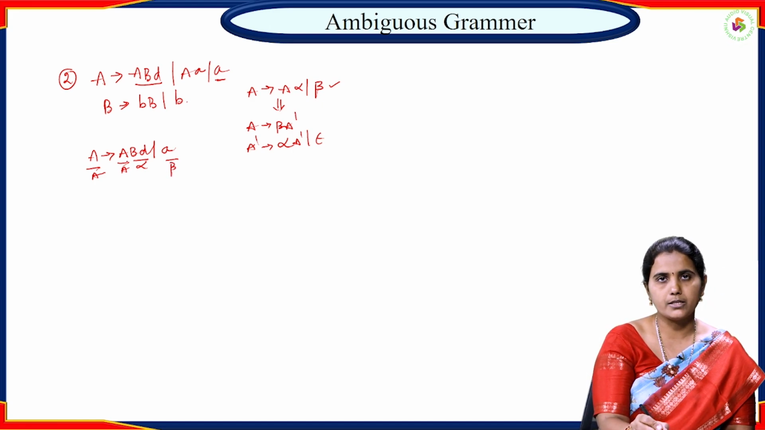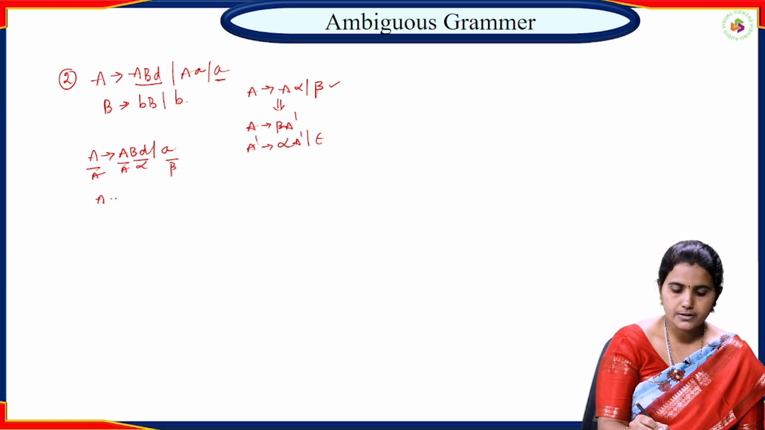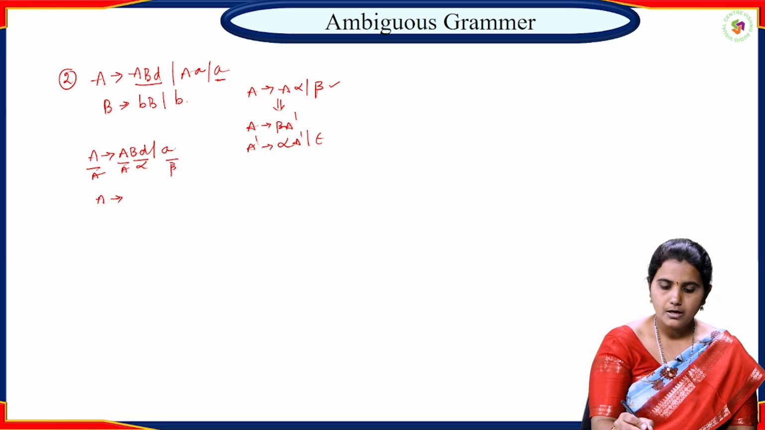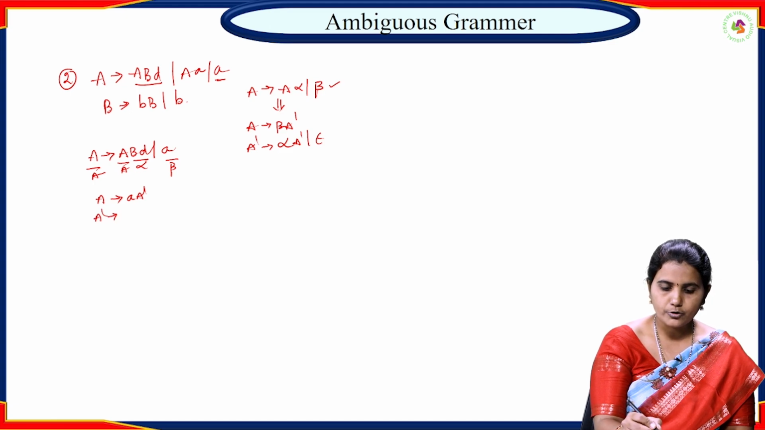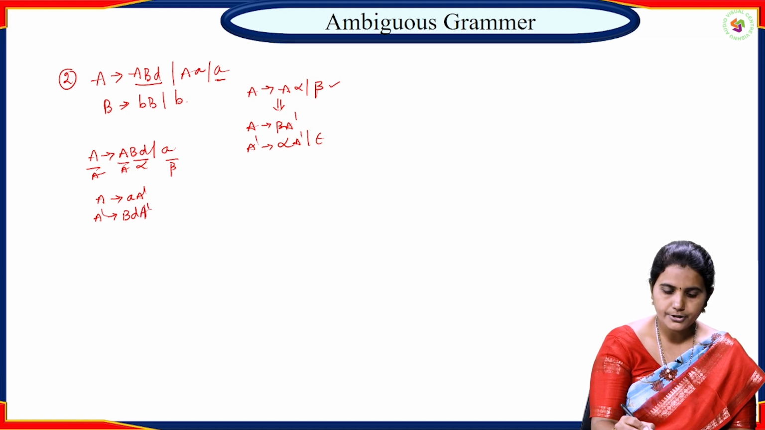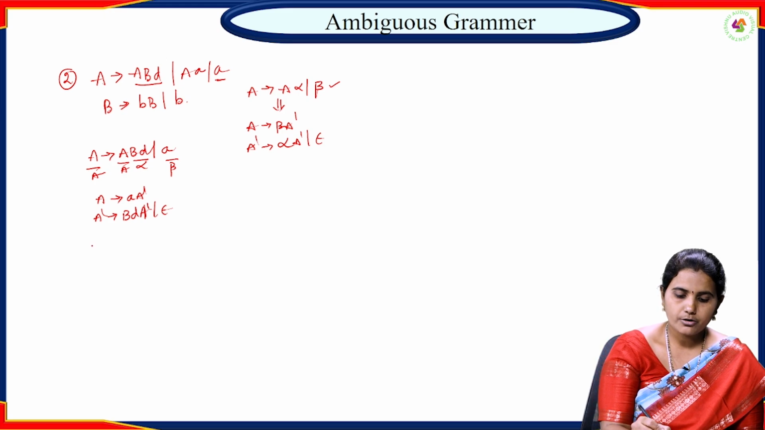Now you are going to apply the left recursion elimination. Now your final result is A implies what is beta? Small a, then followed by A dash, the newly introduced symbol. Now A dash implies what is alpha? B D followed by A dash or epsilon.